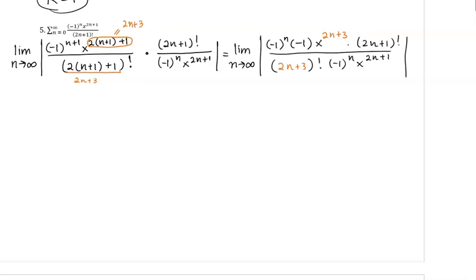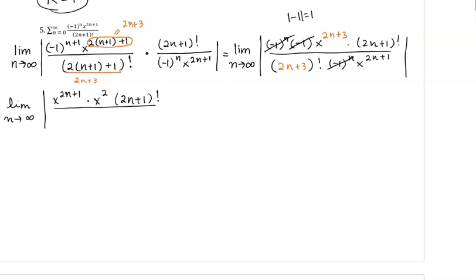Some things can cancel. You can cancel out that negative 1 to the n. You can get rid of this negative 1 as well because the absolute value of negative 1 is equal to 1. So that's not going to be changing anything. So we have the limit as n approaches infinity of the absolute value of, I'm going to break up the x to the 2n plus 3. That's x to the 2n plus 1 times x squared. And the reason that I'm writing it like that is so that I can cancel it with that x to the 2n plus 1 that's in the bottom. I'm going to leave this 2n plus 1 factorial right there.